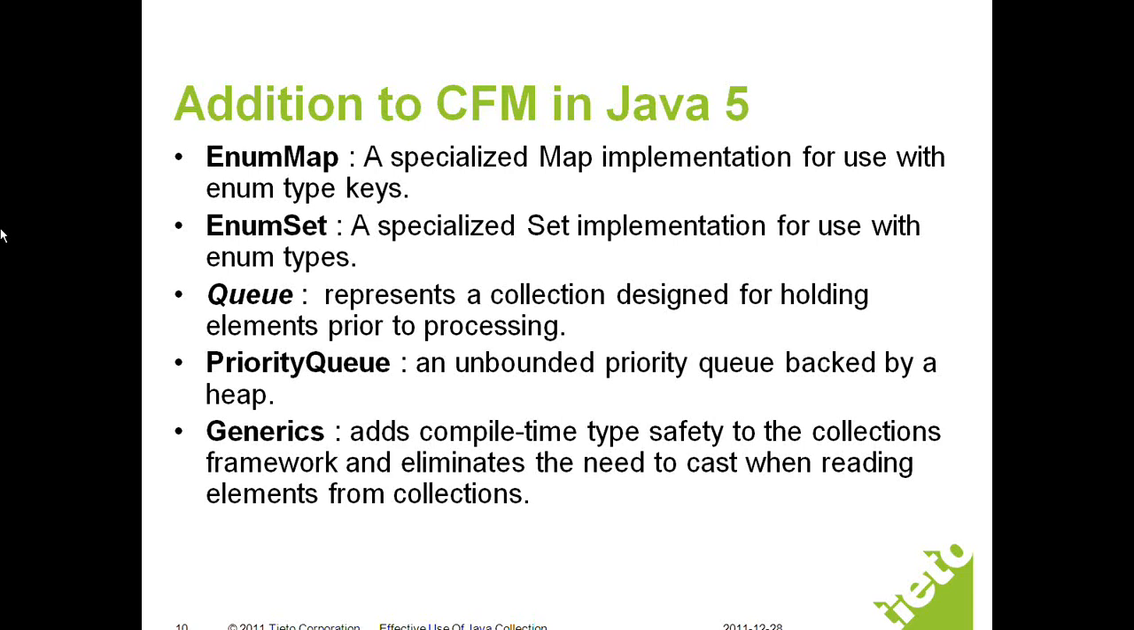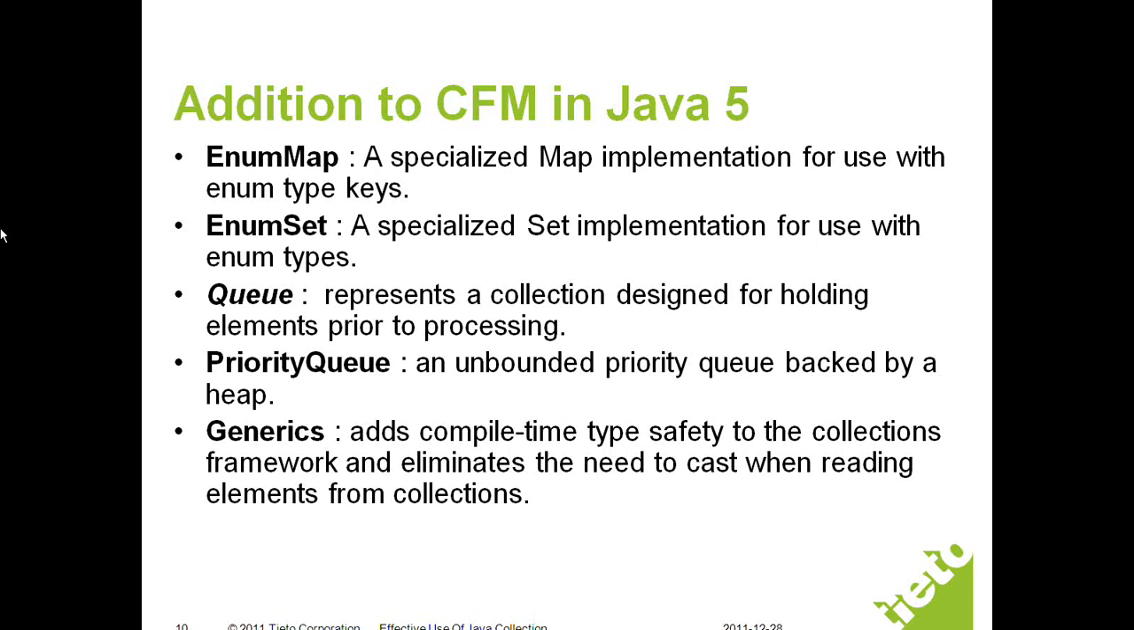One more thing which was added in Java 5 was Queue. So a queue represents a collection which is designed for holding elements prior to processing. It is the same concept of a queue from data structures, where it works on the FIFO, first in first out, mechanism, and the first entered value will be returned. So it has a head and a tail.